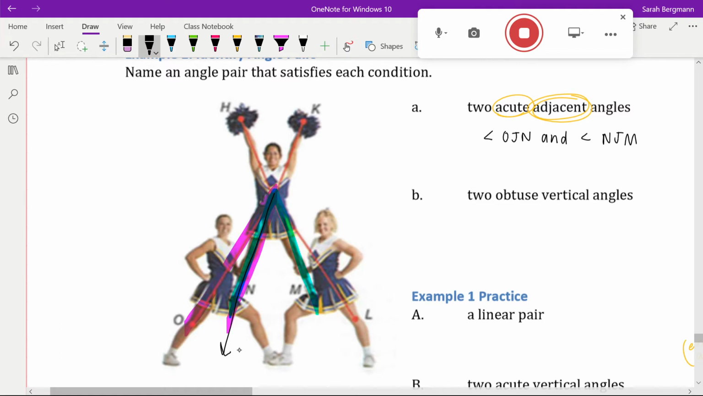We could also name angle NJM and another angle. What other angle do you believe is acute and adjacent to angle NJM? If you responded angle MJL, you are correct. This is another acute angle, clearly has a measure less than a right angle, and it shares the side ray JM with angle NJM. So we could also answer angle LJM and angle NJM.